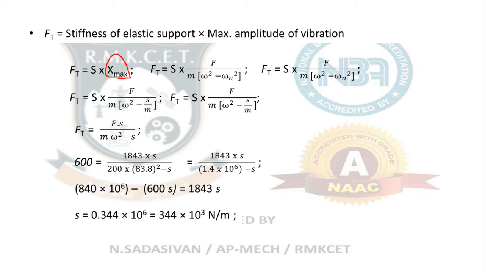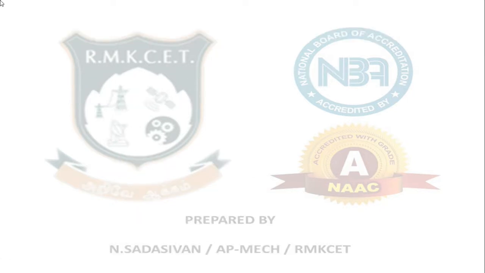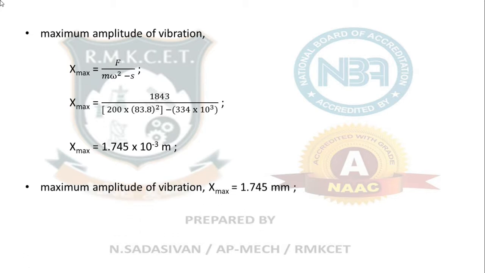How did it come? X max is F by m into omega square minus omega n square. Amplitude: the stiffness of the elastic support equals 344 into 10 power 3 Newton per meter. So the maximum amplitude of vibration, F by m omega square minus omega n square, is the same thing you have simplified as F by m omega square minus S. I know all the values now, so put them in. Since you also know the stiffness, you calculate the value. 1.745 into 10 power minus 3 is the maximum amplitude. So the maximum amplitude of vibration is 1.745 millimeter when your Ft is 600.